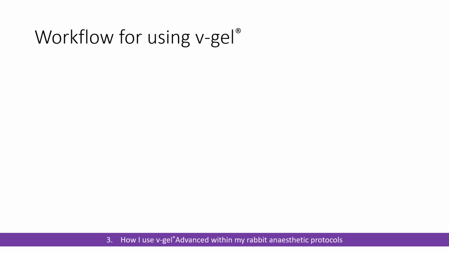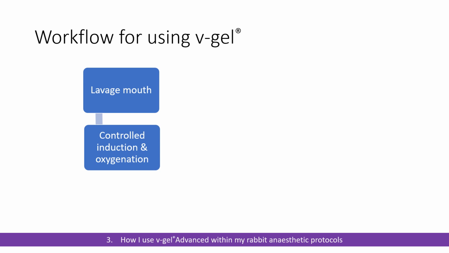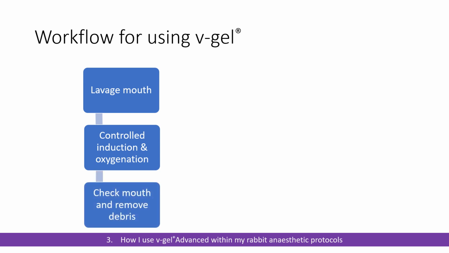Okay, when we're using v-gel, then how do we go about doing it? There's a workflow that's quite useful. So you've worked through your preparation period, you've got a patient in your theatre. Lavage the mouth, remove any debris. Induce and oxygenate that patient as we've been talking about. Check the mouth and remove any debris.